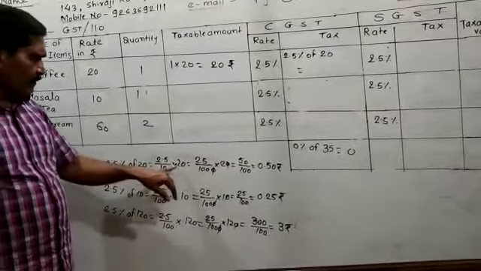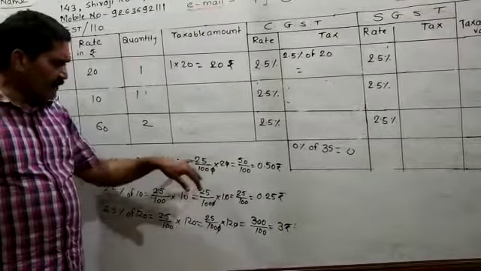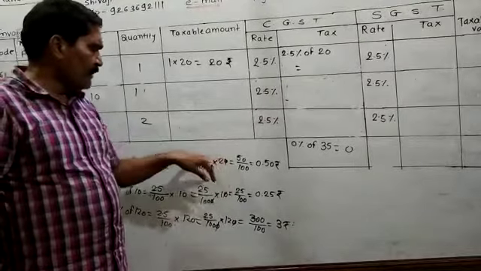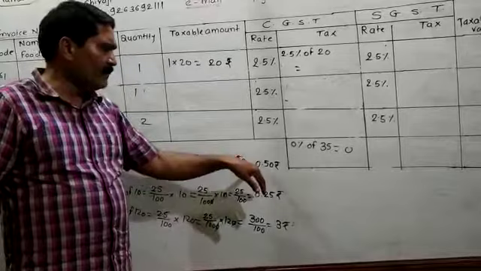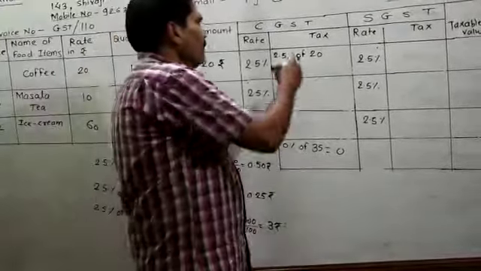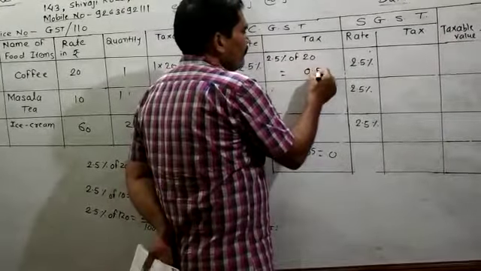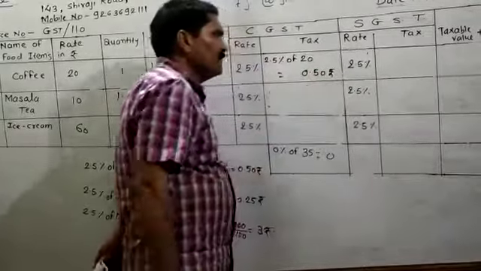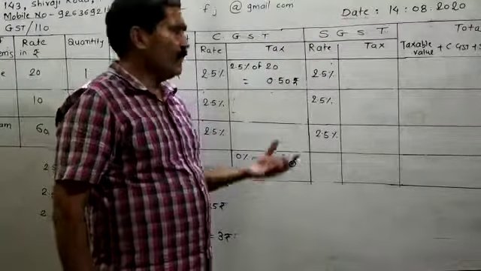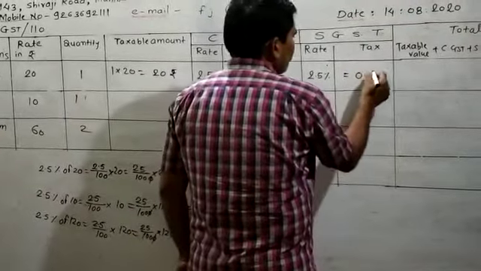Here you have to shift one decimal place. At that time this 100 becomes 1000, and you have to strike off this 0. At that time this remains 25 into 20, which is 50 upon 100, equal to 0.50 rupees, means 50 paise. Then the CGST they will charge is 0.50 rupees, means 50 paise. The rate of CGST is equal to the rate of SGST. Amount of CGST is equal to amount of SGST. Amount of SGST is equal to 0.50 rupees.